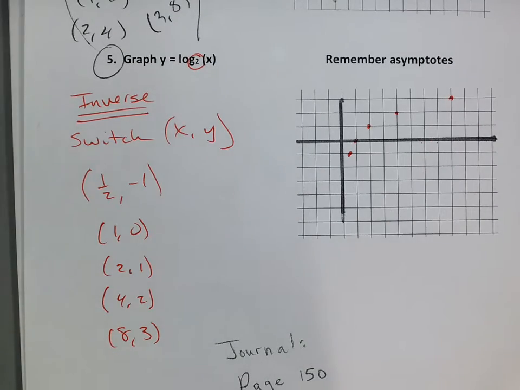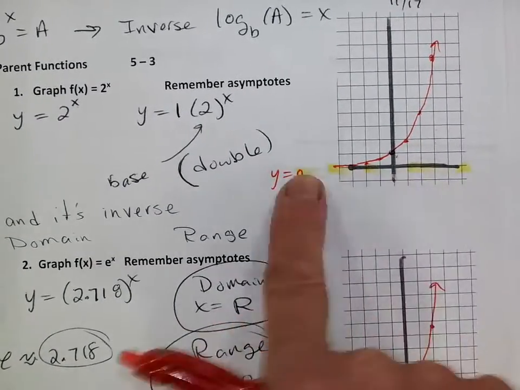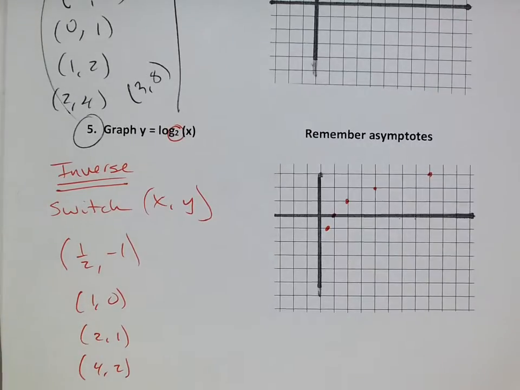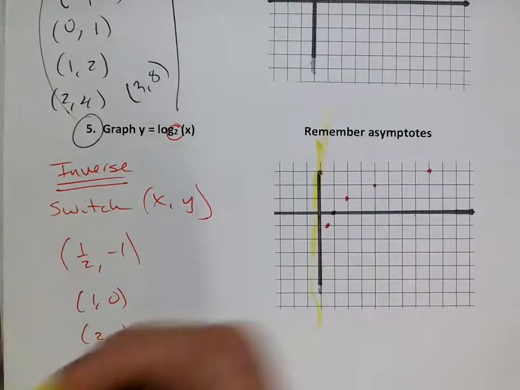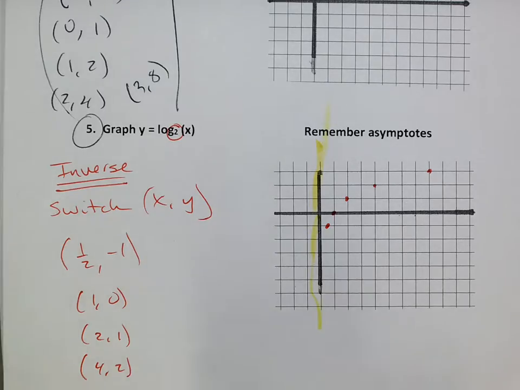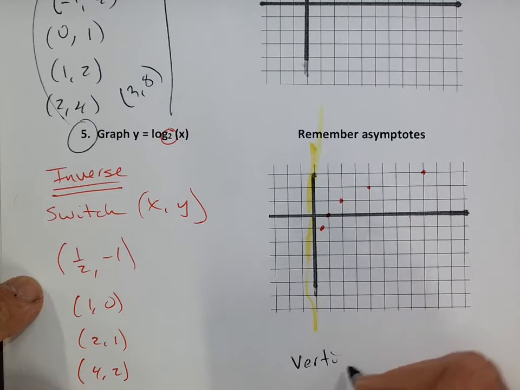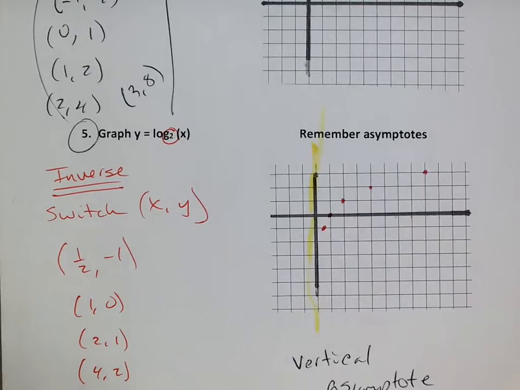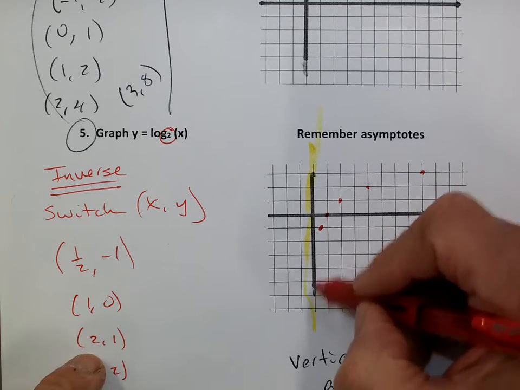Now, the exponential graph had a horizontal asymptote at y equals 0. It's an inverse, so it's the opposite. So the log graph is going to have a vertical asymptote at x equals 0. This is what Lauren asked the other day, right? My graph will never touch 0, and it looks something like this.